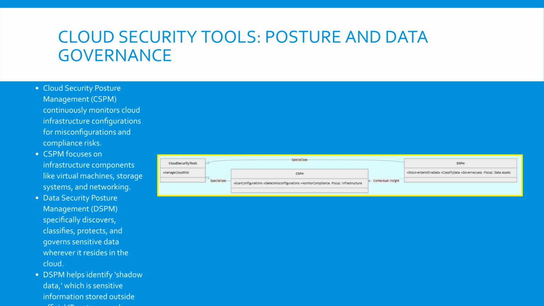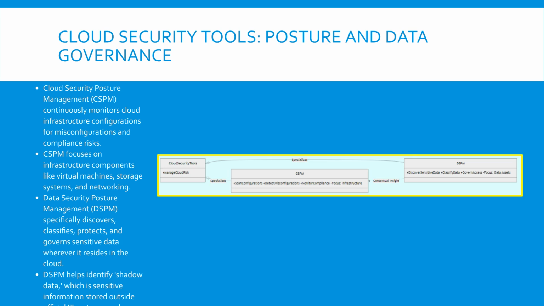If CSPM is about the foundation, Data Security Posture Management, or DSPM, is about the jewels stored inside. DSPM locates, categorizes, and protects sensitive data, such as customer records, regardless of where it is stored in the cloud. It is particularly useful for detecting shadow data, unauthorized sensitive information, and confirming adherence to privacy laws like GDPR or HIPAA.